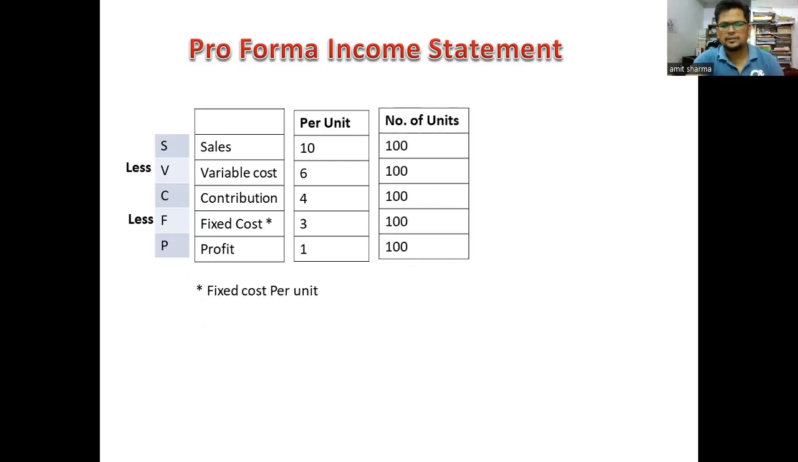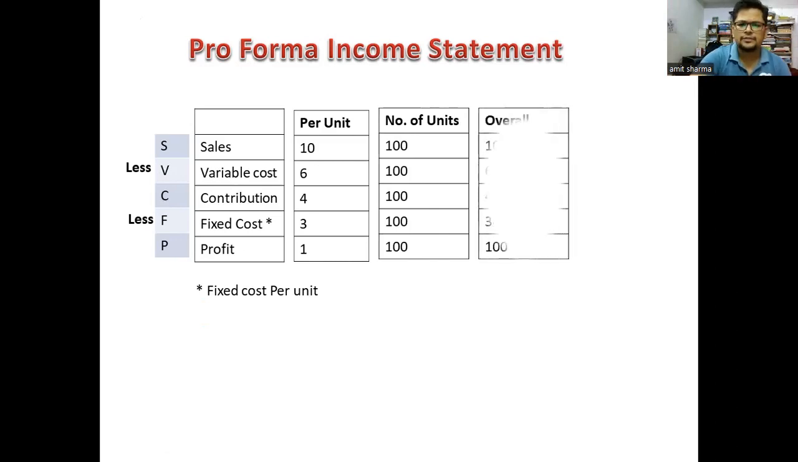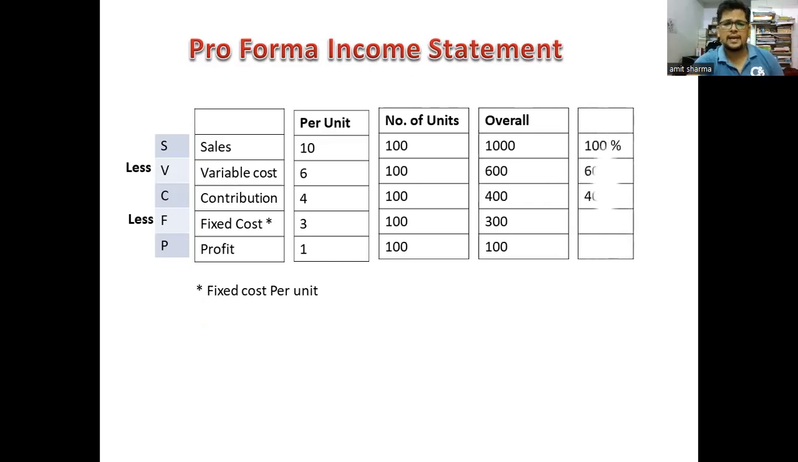And here, suppose the overall number of units is 100. So the impact of 100 units on the total income statement is like this. The sales overall is 1000, the variable cost is rupees 600, and the contribution is rupees 400, and the fixed cost is rupees 300 in total, and the profit is rupees 100 in total, because we are getting 1 rupee per unit. So on the 100 units we can earn 100 rupees as well.